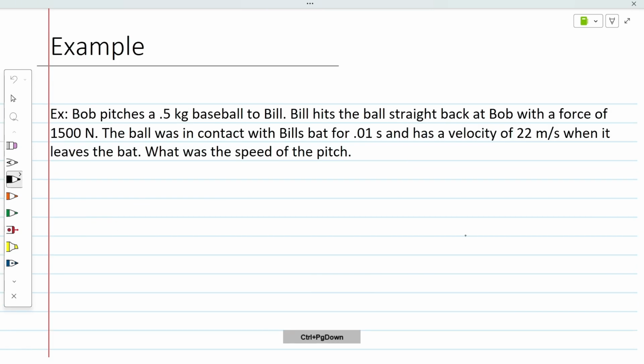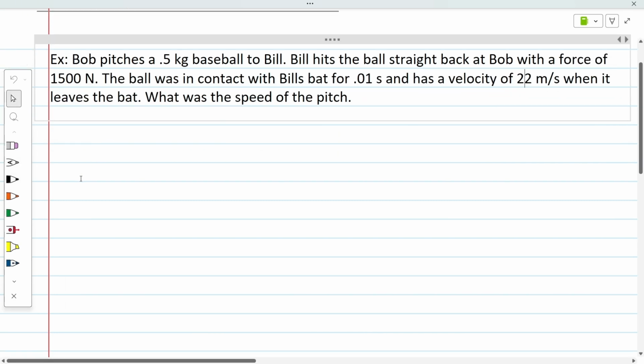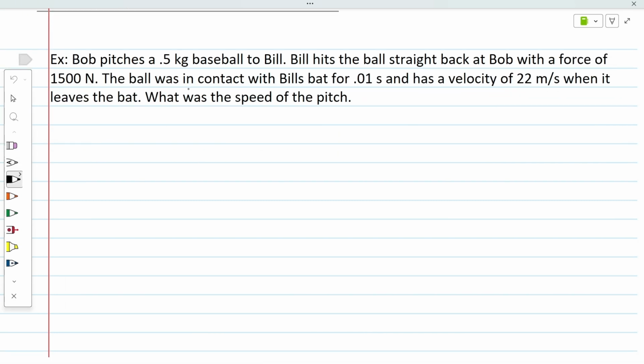Alright, so let's do an example here using impulse and change in momentum. So we have Bob pitches a 0.5 kilogram baseball to Bill. Bill hits the ball straight back at Bob with a force of 1,500 newtons. The ball was in contact with the bat for 0.01 seconds and has a velocity of 22 meters per second when it leaves the bat. What was the speed of the pitch?